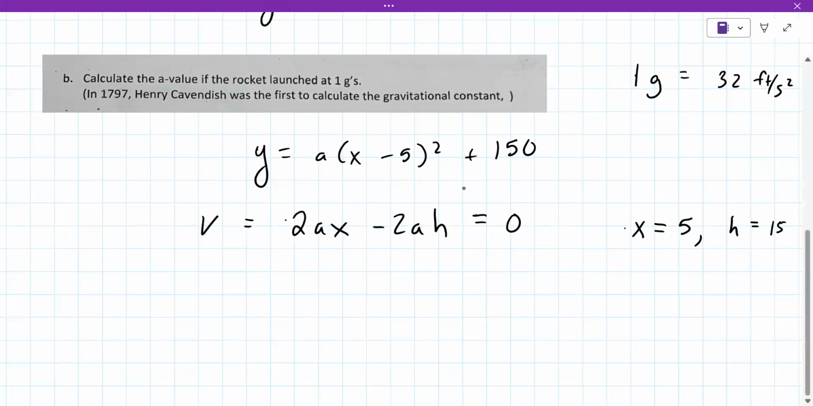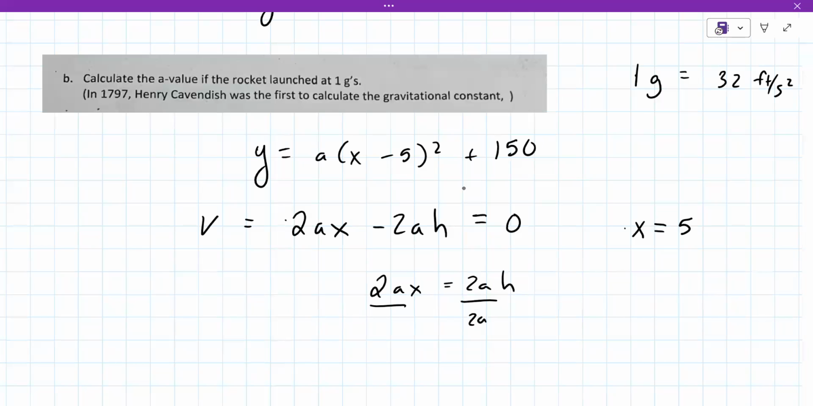No, I'm sorry. Let me back that off. We'll set this equal to 0. So it's 2ax equals 2ah. If you divide both sides by 2a, you end up getting x equals h, which is 5. That's not what you want, though. You want this other value. Okay, so we use this to find the k. So then you go back to the original equation, which is.